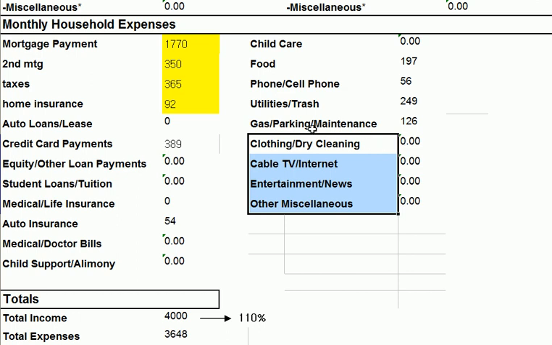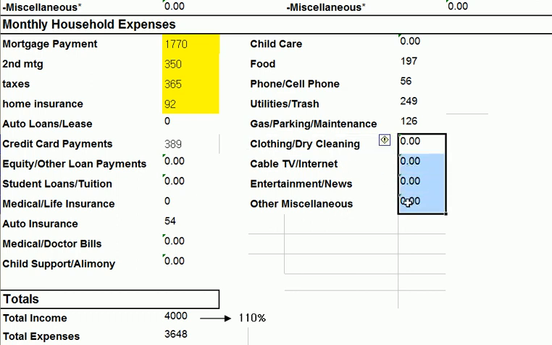A little comment on these expenses altogether. For clothing, cable, and internet entertainment, you might want to keep a zero on these, because if you start adding all the numbers, it will increase the total expense amount here.